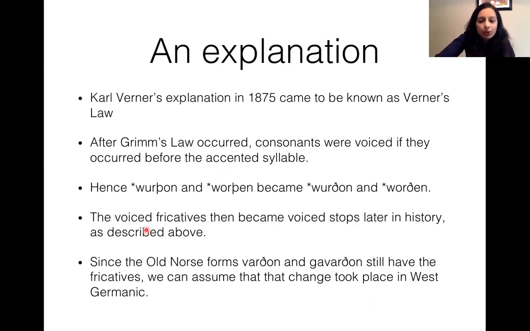So you have Wurthon and Wurthen becoming Wurdon and Wurden. And then this later became the d, right? So if the syllable had an accent, there was a change that happened from the z, the voiced z, to the d. Okay, so that's basically Carl Verner's law, which is also known as Verner's law. It's an exception that went completely amiss in Grimm's law.